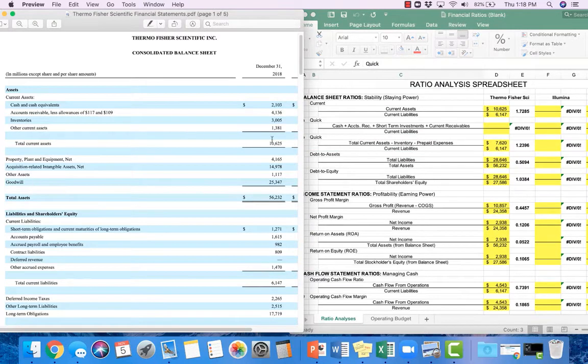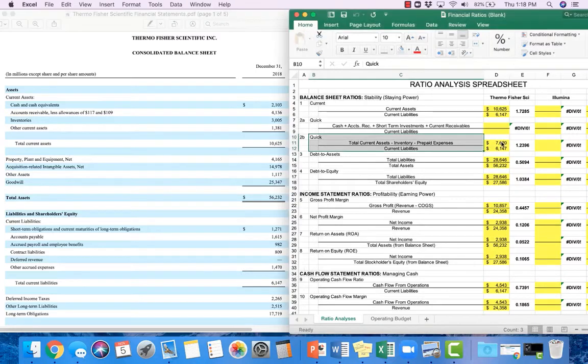because I can see the total current assets, that is the 10,625. I'm going to look for the line that says inventory. So we're going to remove inventory, which is 3,005. And you'll subtract any prepaid expenses. So I'm going to look in here to see if there's a line that says anything about prepaid expenses, and I don't see it.